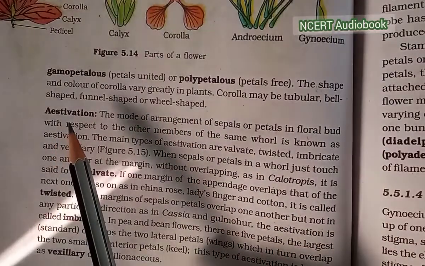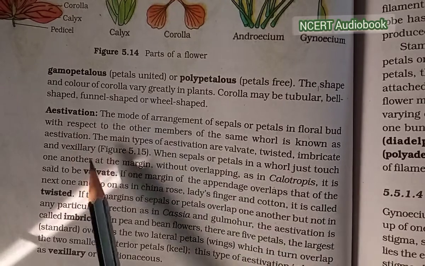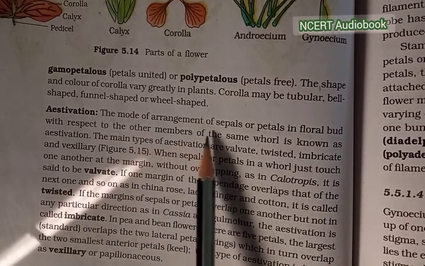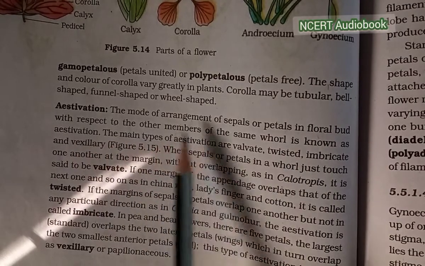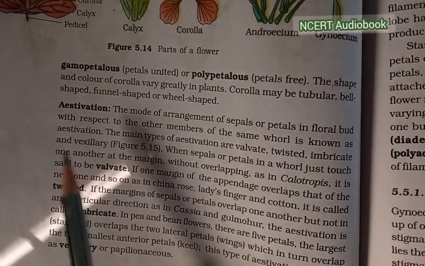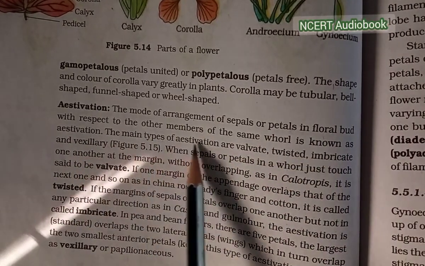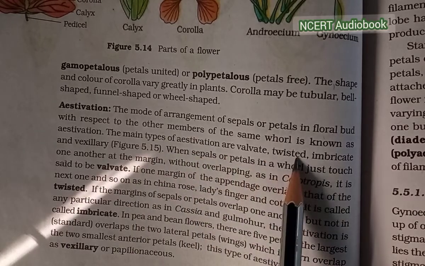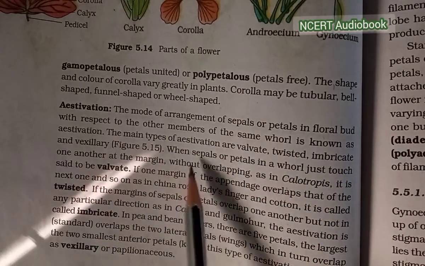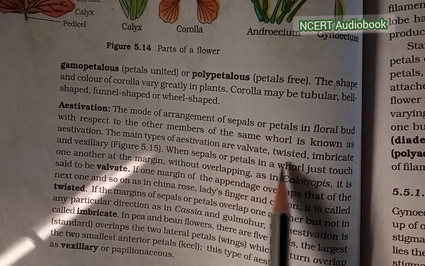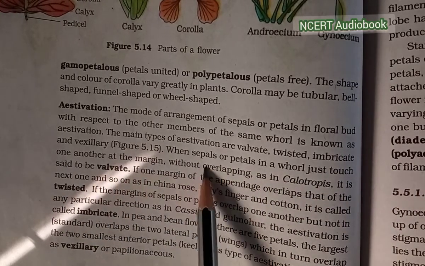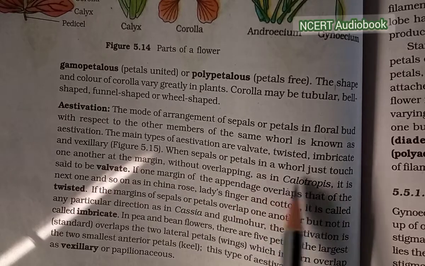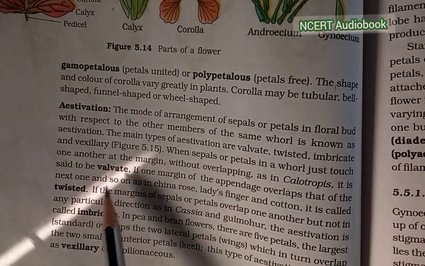Aestivation. The mode of arrangement of sepals and petals in the floral bud with respect to the other members of the same whorl is known as aestivation. The main types of aestivation are valvate, twisted, imbricate, and vexillary. When sepals and petals in the whorl just touch one another at the margin without overlapping, as in calotropis, it is said to be valvate.